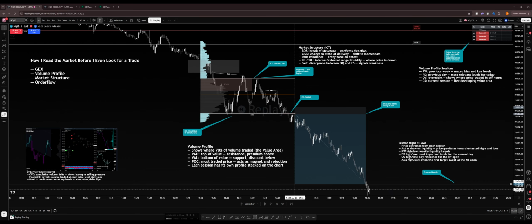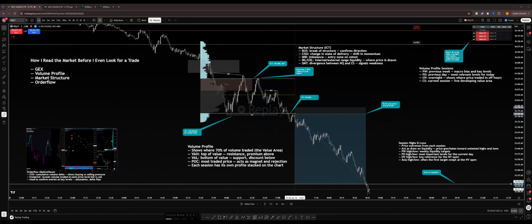I also stack multiple session profiles on the chart. Previous week, the previous day, overnight, and the current session. Each one gives me a different layer of context for where value has been across time frames. If you look at this indicator here, we see that we traded below the value area on the previous daily, overnight, and the weekly. So that is suggesting that we will go lower for the day, and I'm only looking to take shorts. So now I have GEX bias, GEX targets, and I know exactly where price is sitting relative to value. That's the structure.